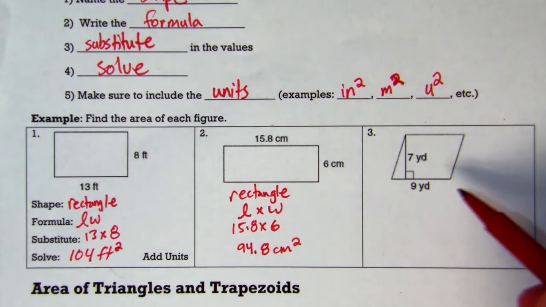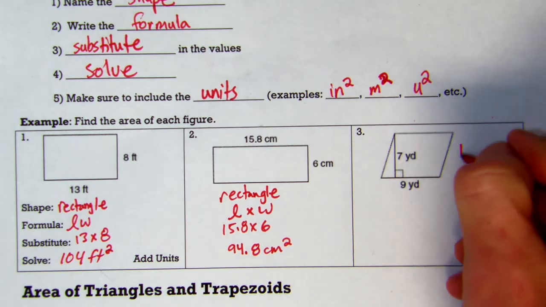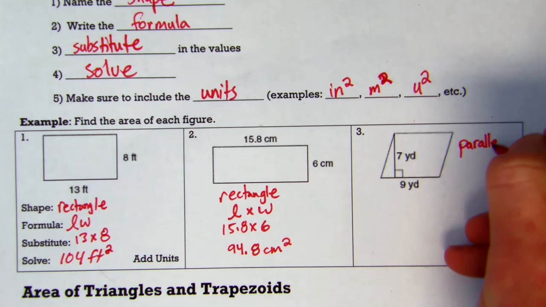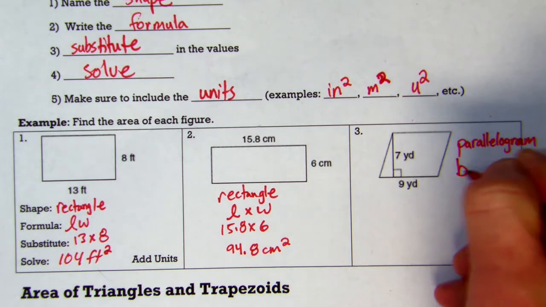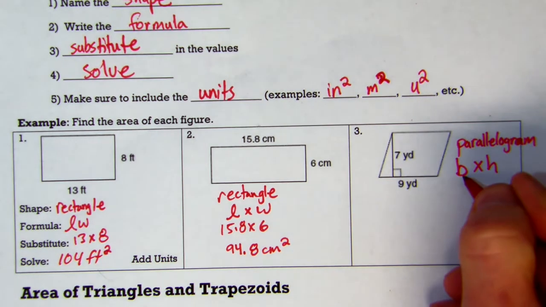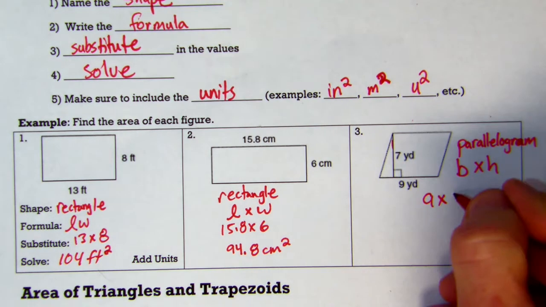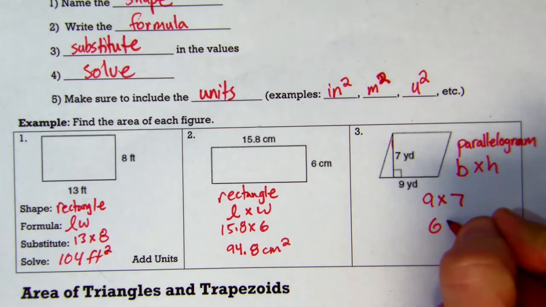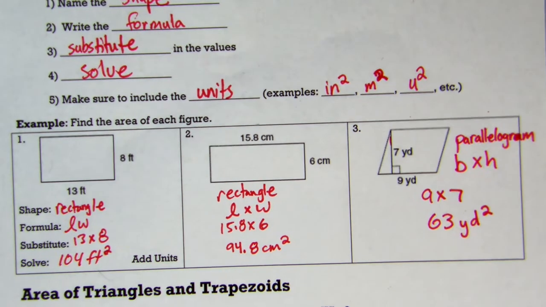Alright, my next shape is a parallelogram, so I'm going to make sure I use my base times my height. Let's write parallelogram. And it's base times height. And so my base is 9. Times my height up and down there is 7. We get an answer of 63, and we're going to add my units in of yards squared.